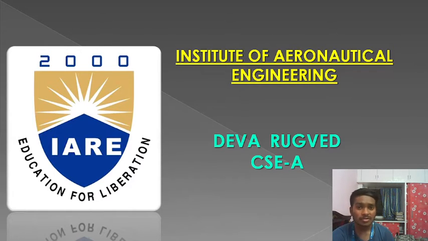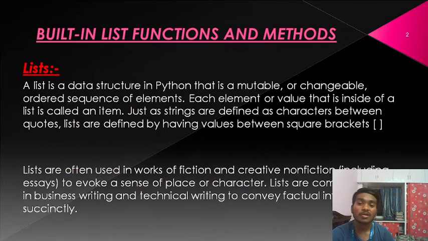Today we are going to discuss built-in functions and methods which are used in List. Before going to the built-in functions and methods, we'll just learn a basic definition about List. A list is a data structure in Python that is a mutable, or changeable, ordered sequence of elements. Each element or value that is inside of a list is called an item.